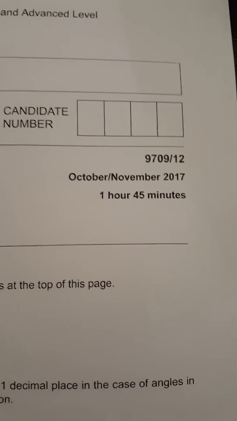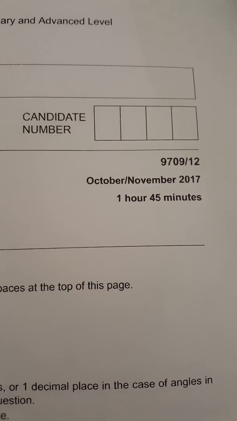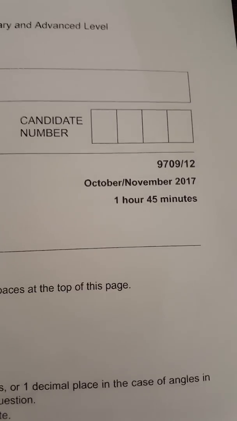Alright, so we're solving question number 1 of paper number 1, Pure Mathematics of October-November session 2017. The question is, find the term independent of x in the expansion of (2x minus 1 over 4x squared) raised to the power of 9.